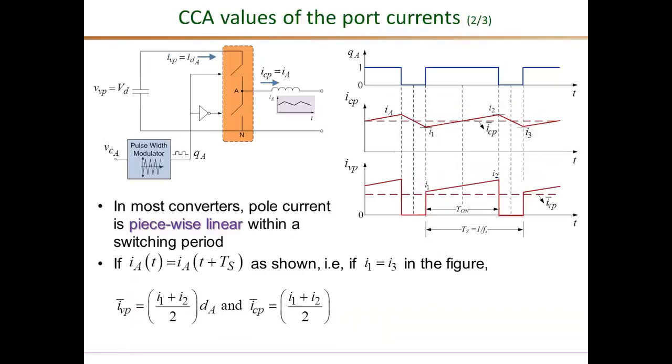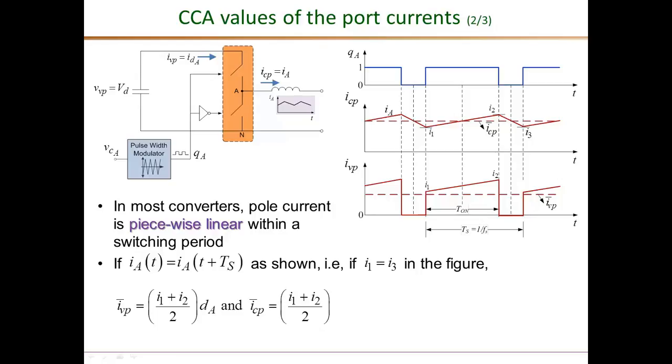Next, we will look at the current relationships. In almost all power converters, the pole current, which is typically an inductor current, has a piecewise linear waveform as shown by this red waveform in the middle. It rises during the T on interval and it falls during the off interval. So this is the pole current. It is also the same as the current port current flowing here.